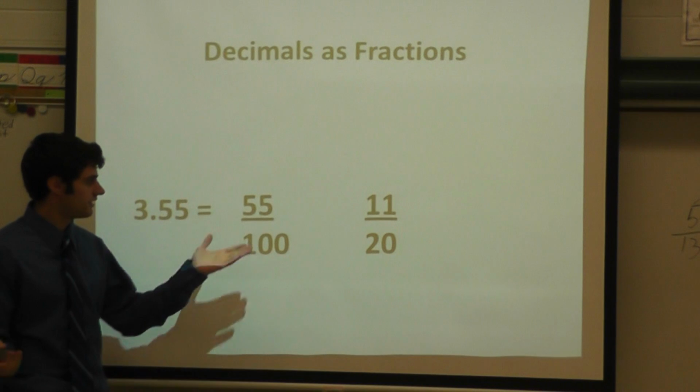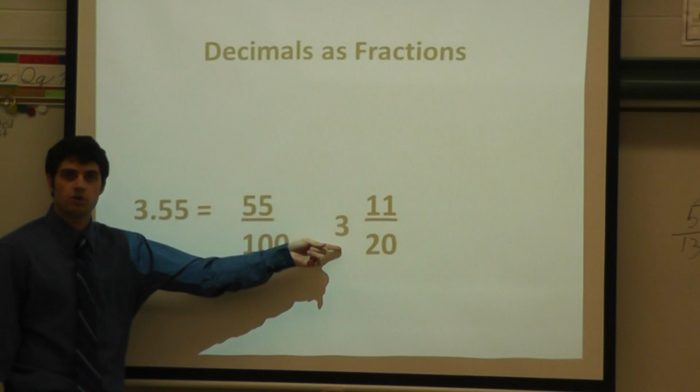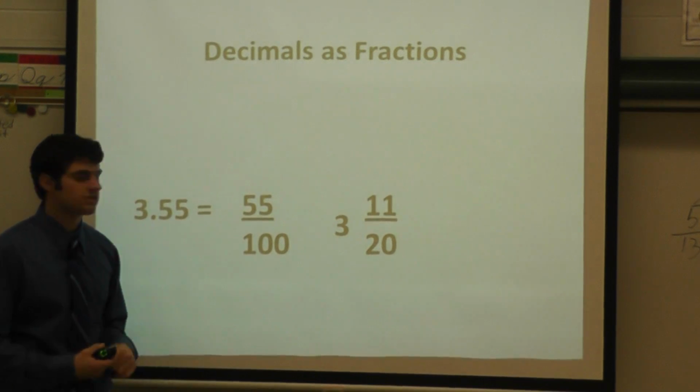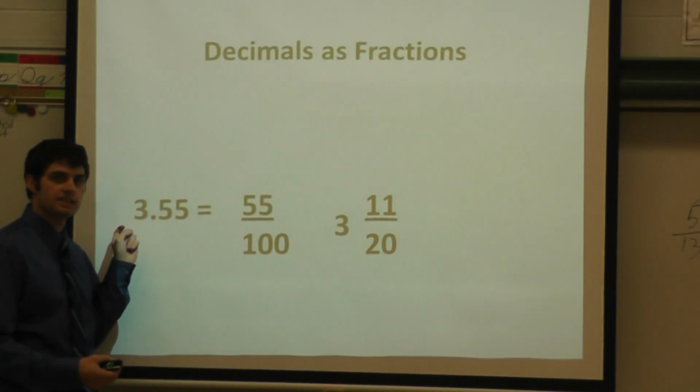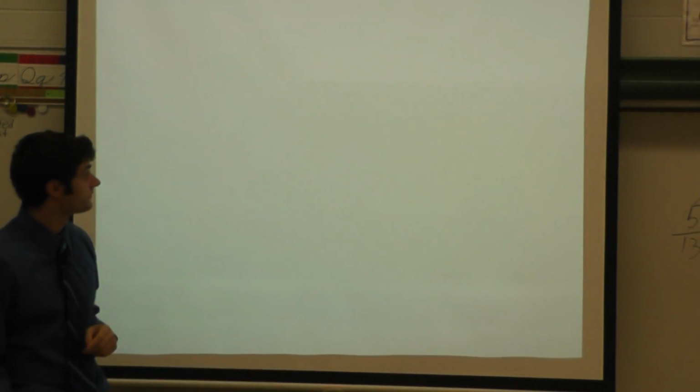Well, we know that this is a fraction. If 3 is a whole number, 3 becomes the whole number in the fraction. So anytime you see a number before the decimal, it's going to be a whole number, and it's going to be right in front of that fraction.